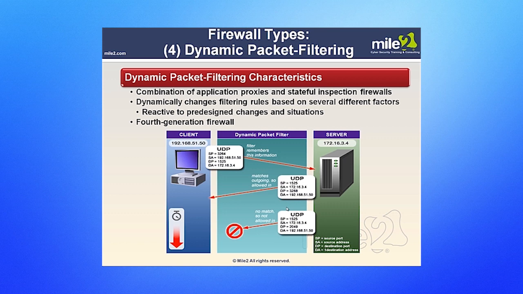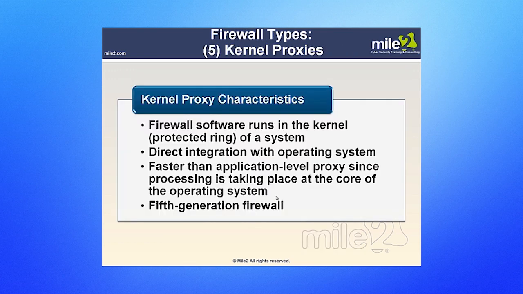Dynamic packet filtering is like they put some of them together, a combination of application proxies and stateful inspection firewalls. So it's able to be reactive to pre-designed changes in situations. It is considered fourth generation. If you could imagine putting together some of the nice features of the application proxy servers like HTTP offers, plus the ability to build a state table with stateful inspection, you end up with a far more robust firewall. Kernel proxy characteristics are classified as a 5th generation firewall type.